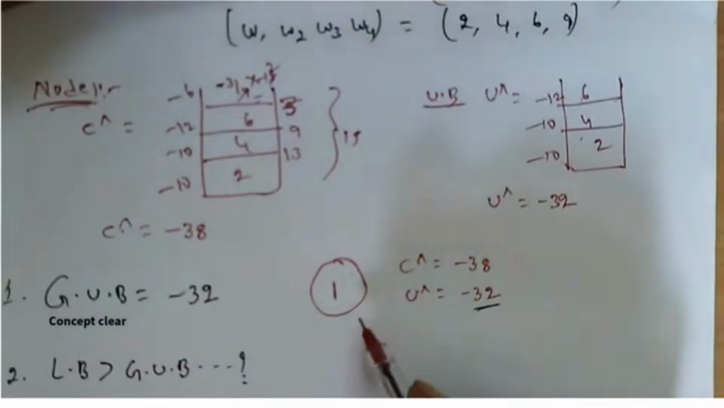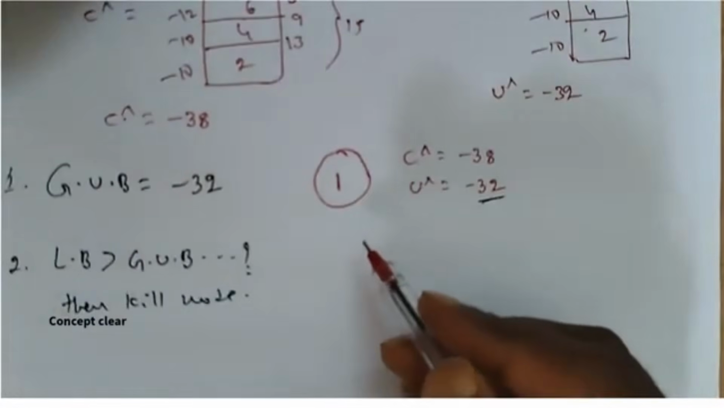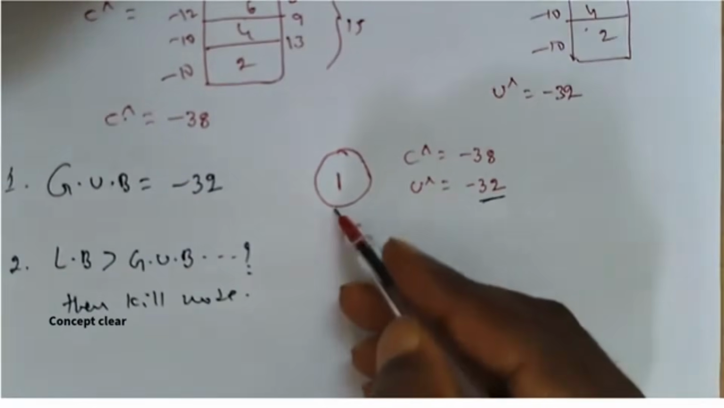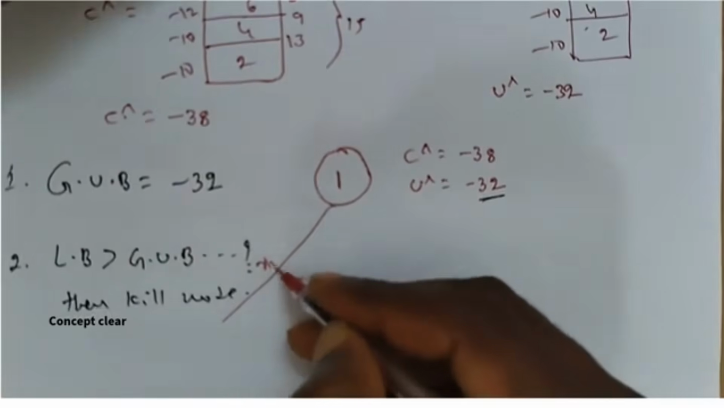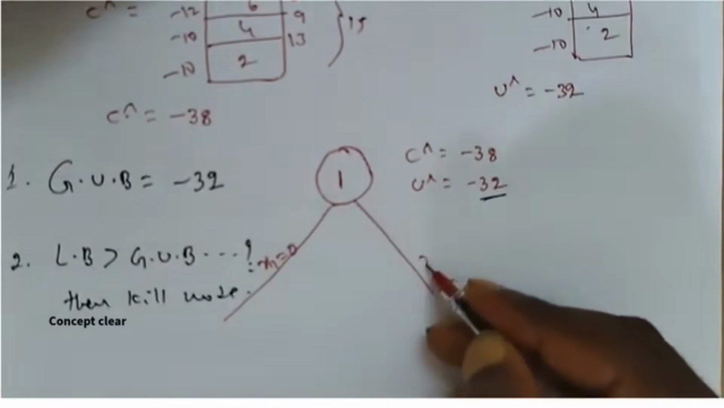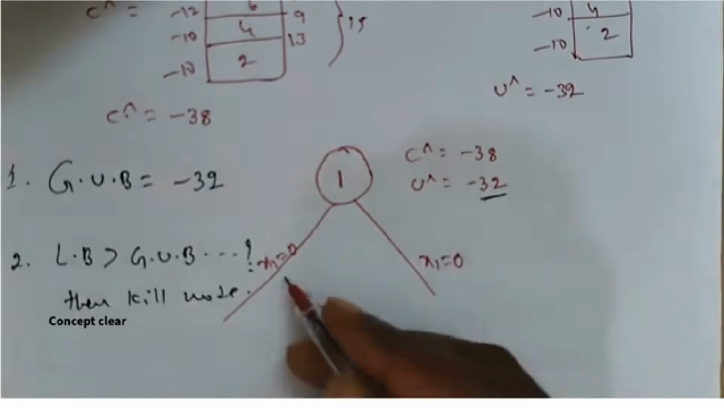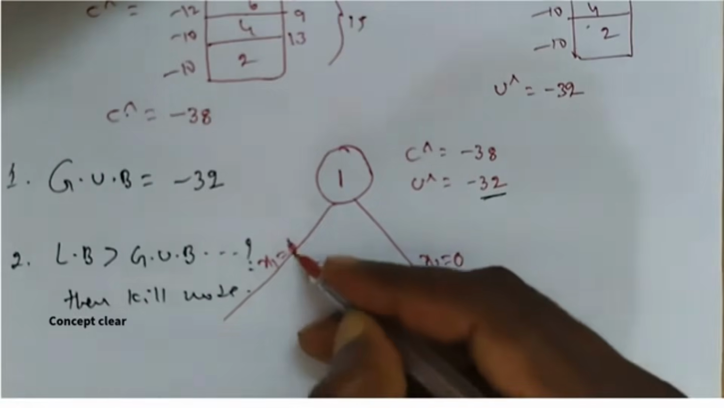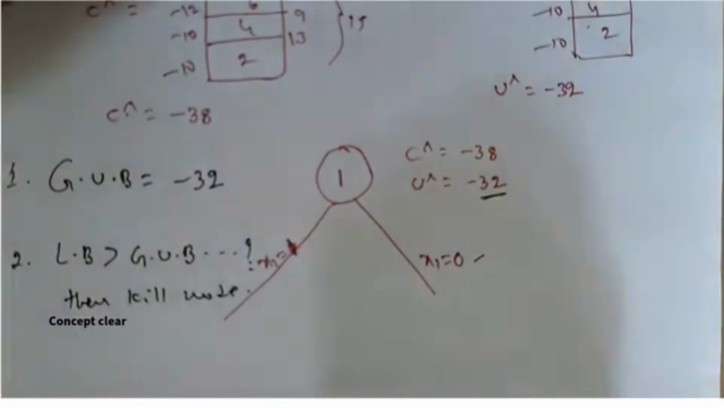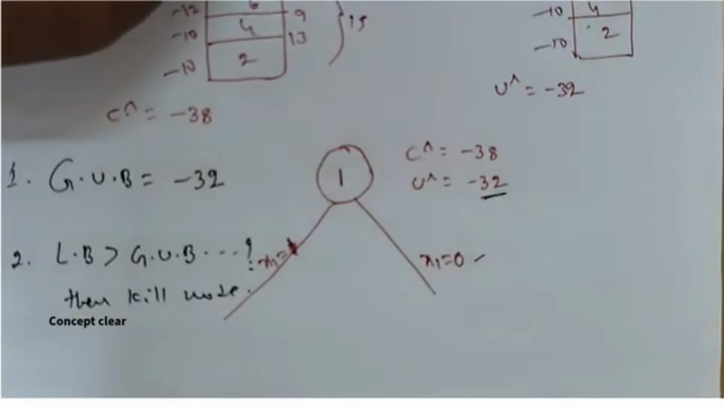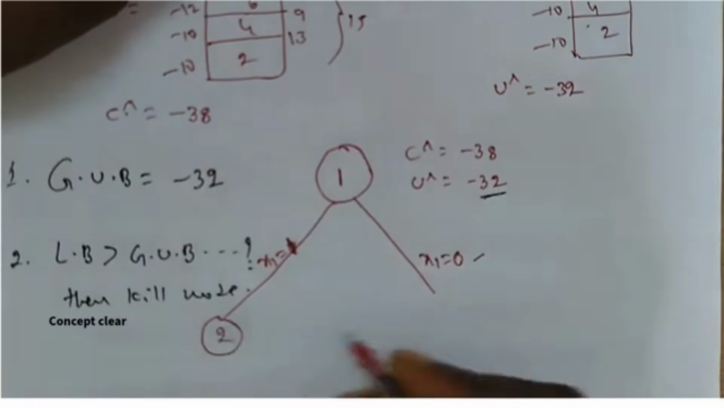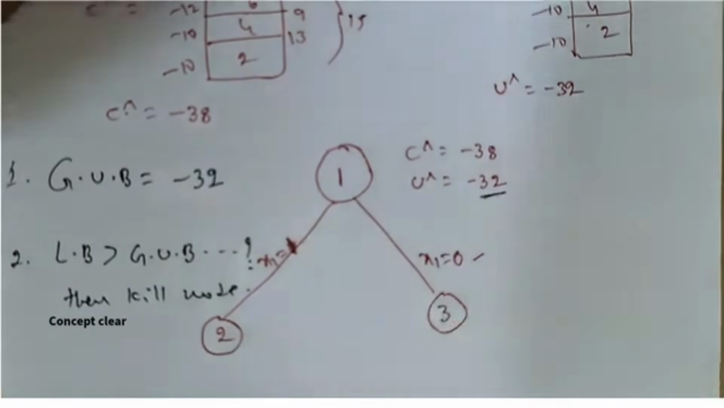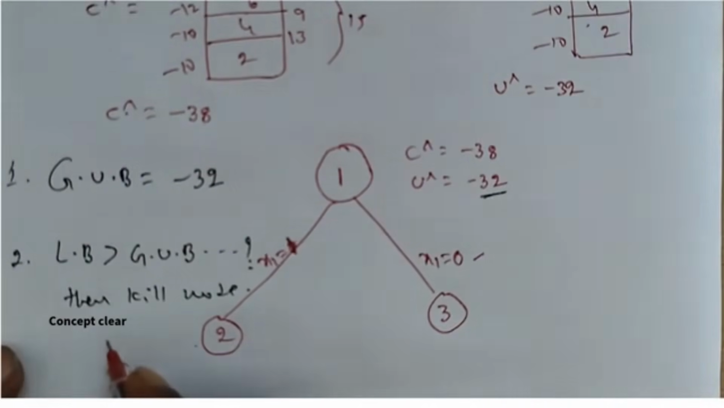Now after constructing the first root node, we have to construct the second one. We are expanding this node. Here x1 equals 0, and here x1 equals 1. x1 equals 1 means that becomes node 2, and x1 equals 0 becomes node 3. For node 2 we have to find the lower bound value and upper bound value.